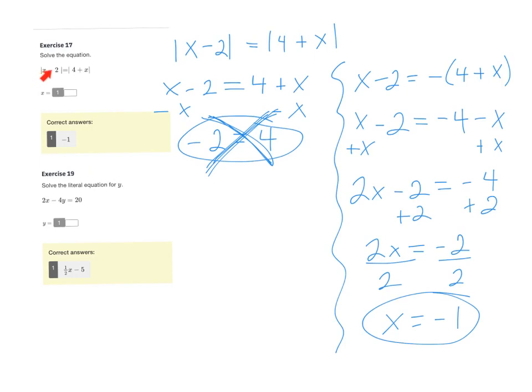Negative 1 minus 2 is negative 3. The absolute value of negative 3 is positive 3. On this side, 4 plus a negative 1 is 3. The absolute value of 3 is 3. So you get 3 equals 3. And we know that's the correct solution.